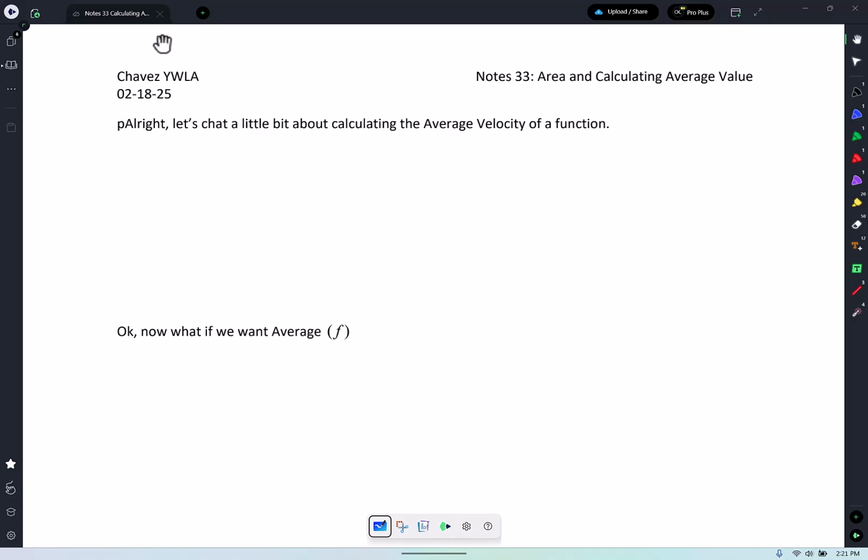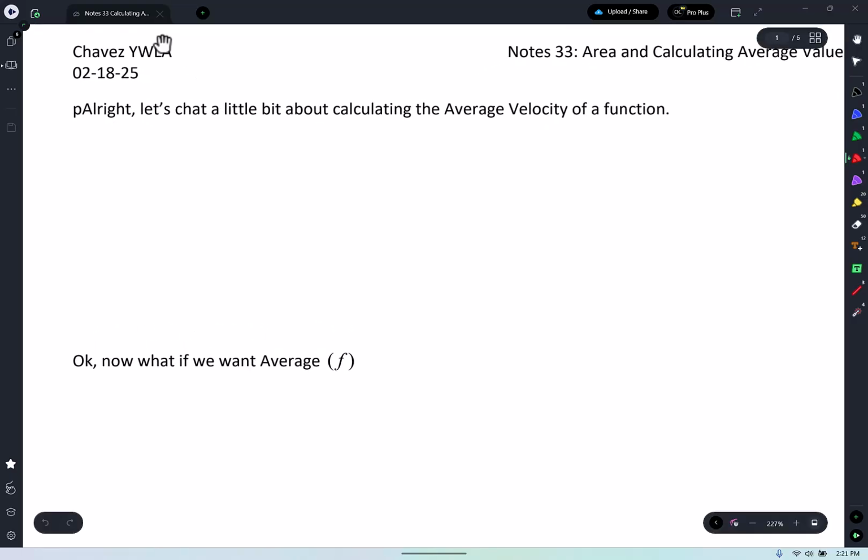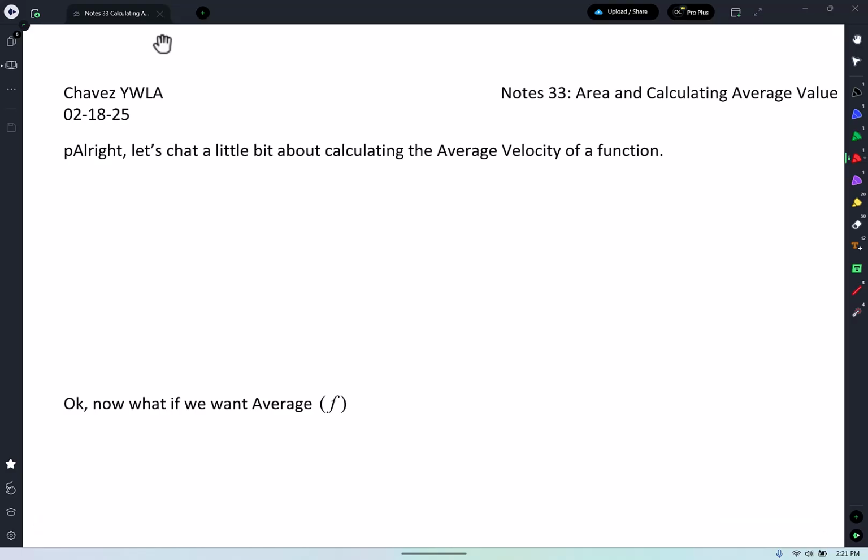All right, here you go. You guys ready? So, area and calculating average value. We've kind of already been doing all this area stuff. Real quick, just in case you forgot, which you didn't. Distance traveled is equal to the integral from A to B of what? Absolute value of?